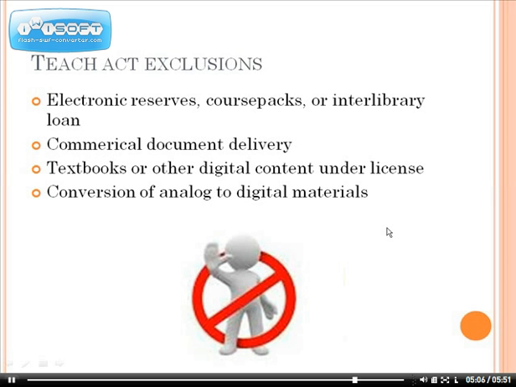The TEACH Act also has certain exclusions. The TEACH Act does not allow electronic reserves, course packs, or interlibrary loan, commercial document delivery, textbooks or other digital content provided under license from the author, publisher, aggregator, or other entity, and conversion of materials from analog to digital formats, except when the converted material is used solely for authorized transmissions and when a digital version of a work is unavailable or protected by technological measures. It is also important to note that the TEACH Act does not supersede fair use or existing digital license agreements.